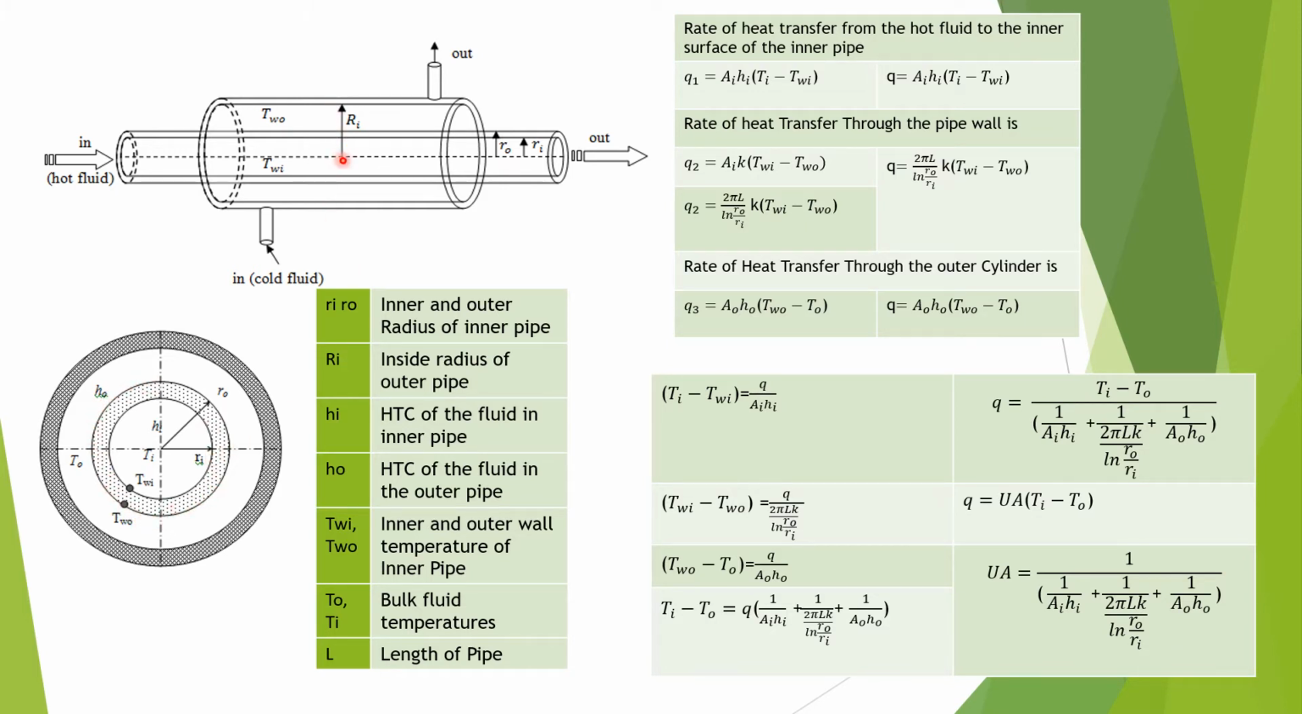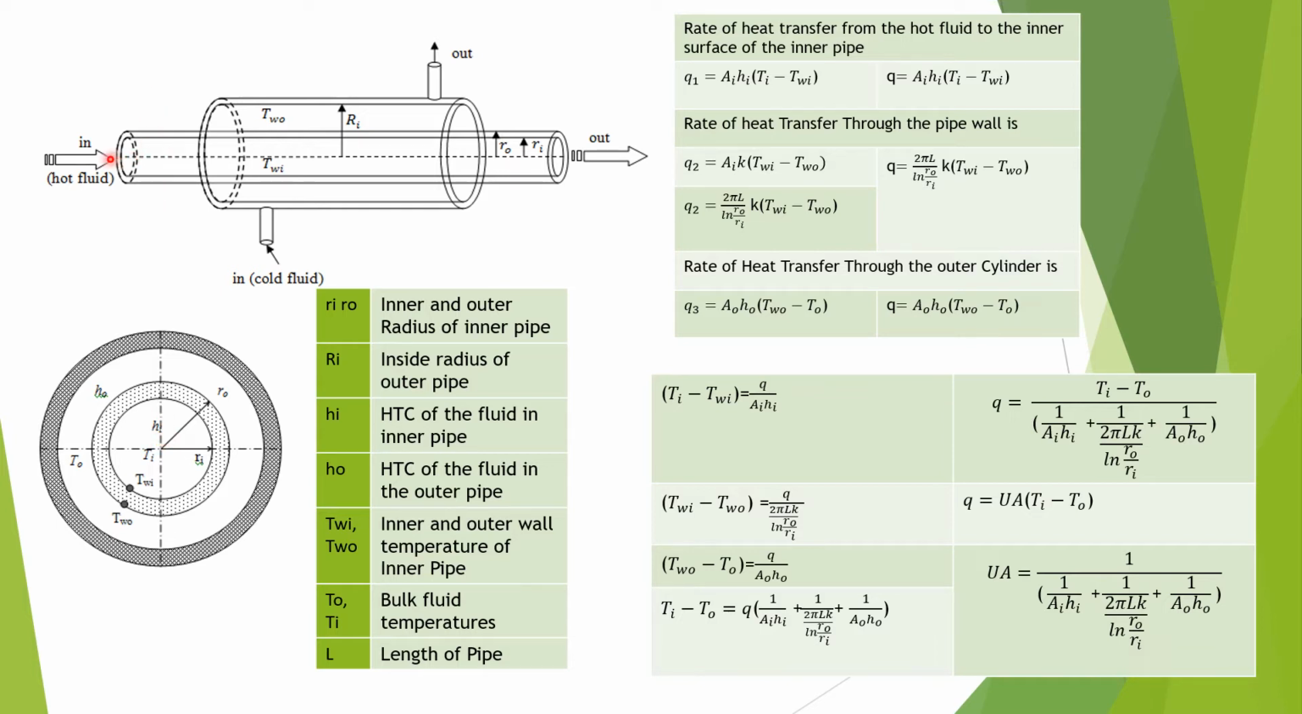Now the next term over here is capital Ri. We have used the capital Ri notation over here for the inner radius of the outer pipe. So the inner radius of the outer pipe is indicated as capital Ri over here. hi is the heat transfer coefficient of the fluid in the inner pipe.